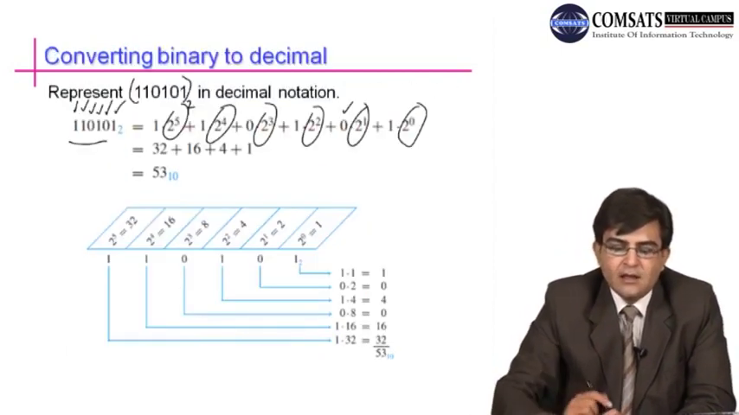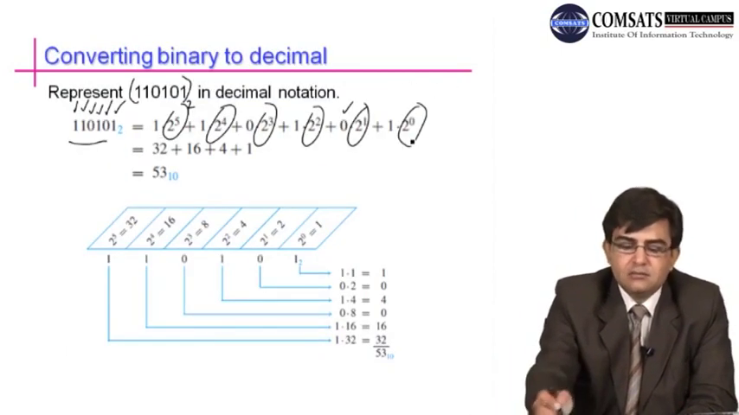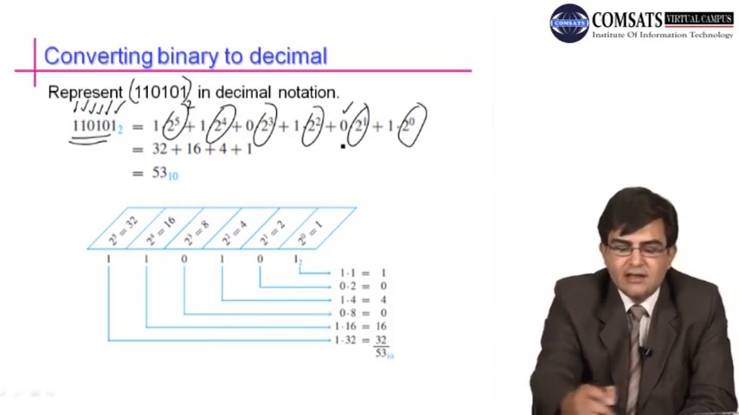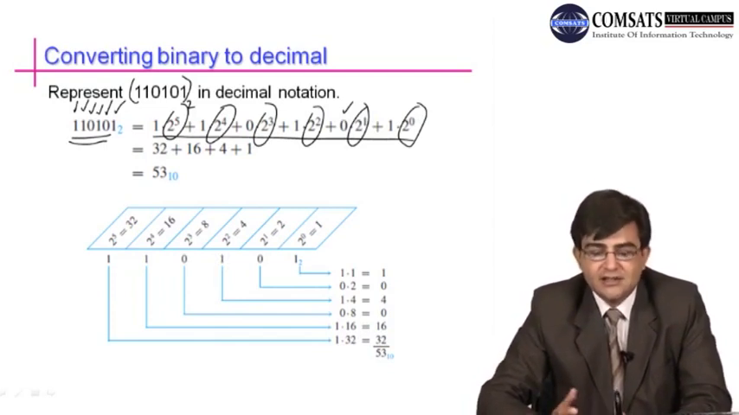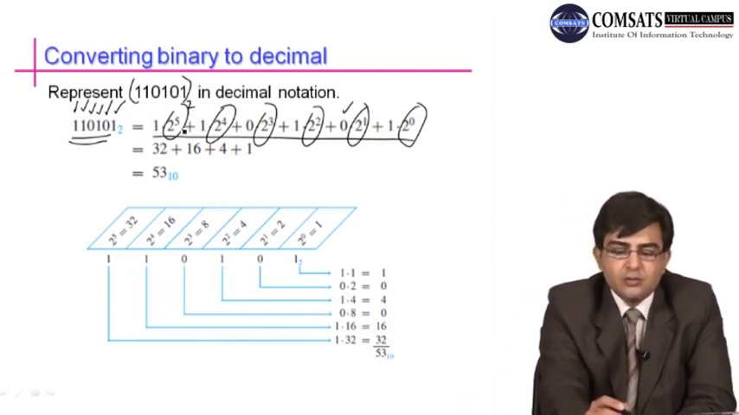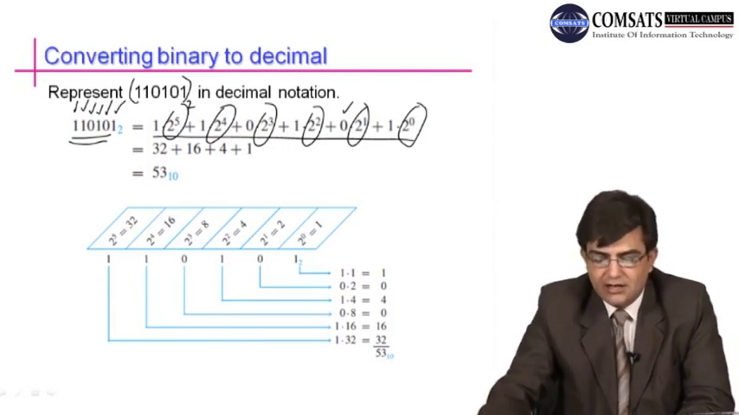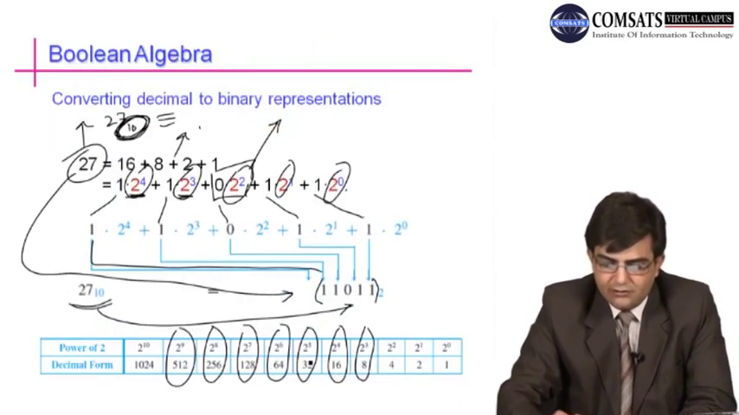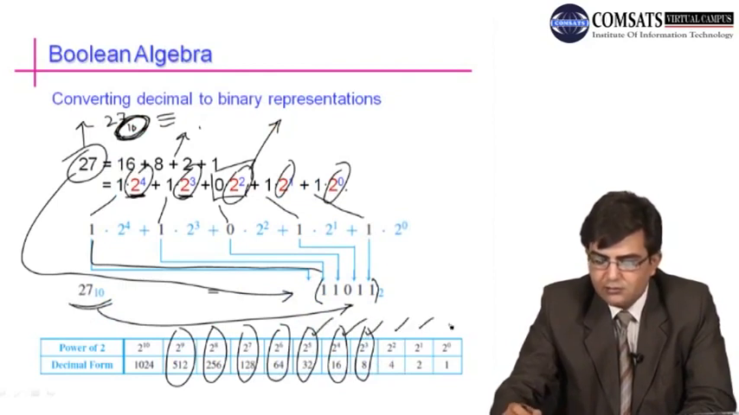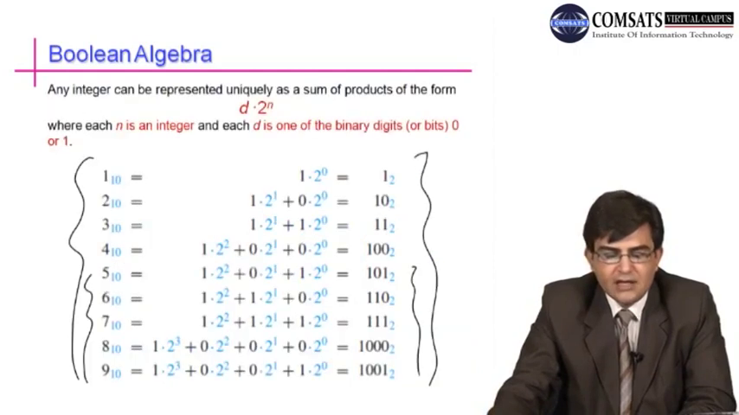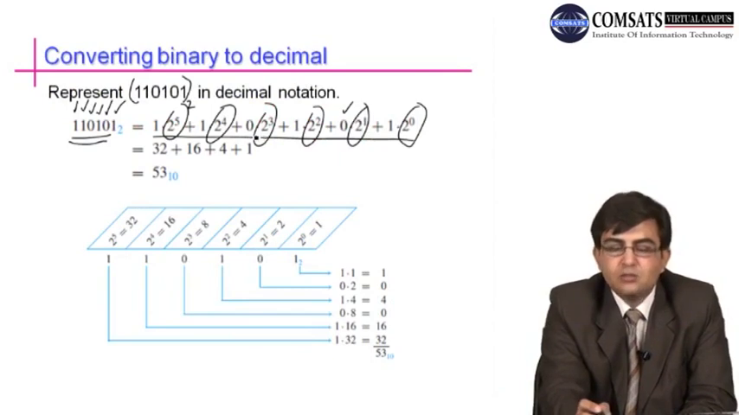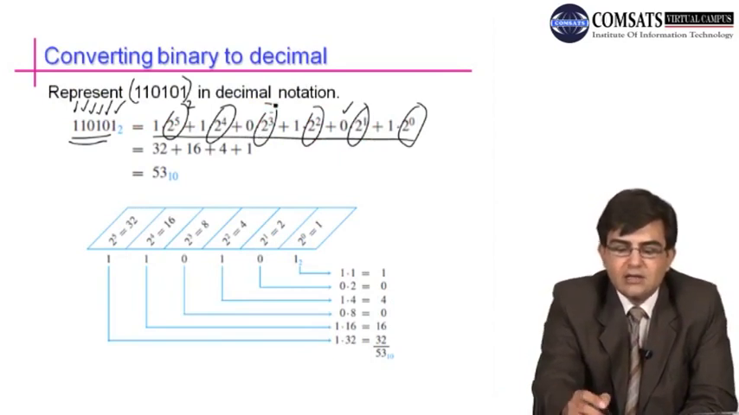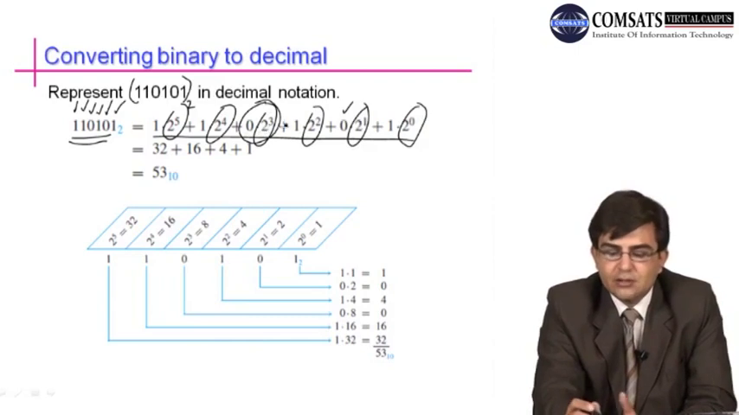Similarly here, once you have written this expression like this, then just simplify it as you simplify expressions in decimal representation. 1 into 2 power 5, 2 power 5 is 32. I have given you this table. 2 power 5 is 32, 2 power 4 is 16, 8, 4, 2, 1. So we use this table here and we write 32, 16, but here we have 0, so we don't write it, because 0 into 8 is 0.